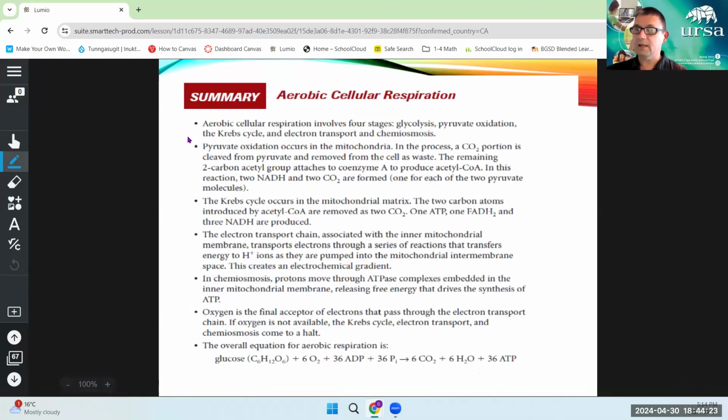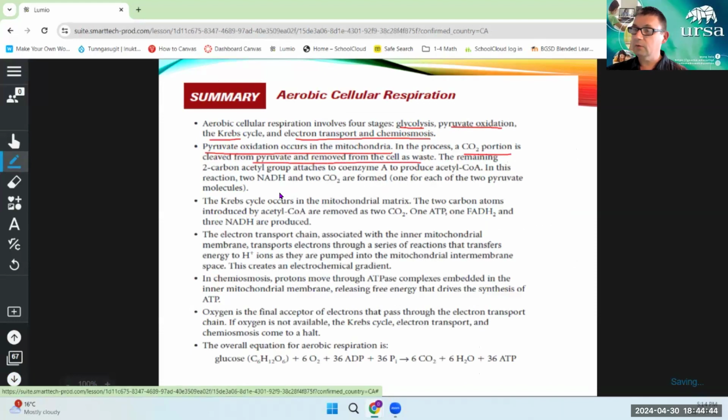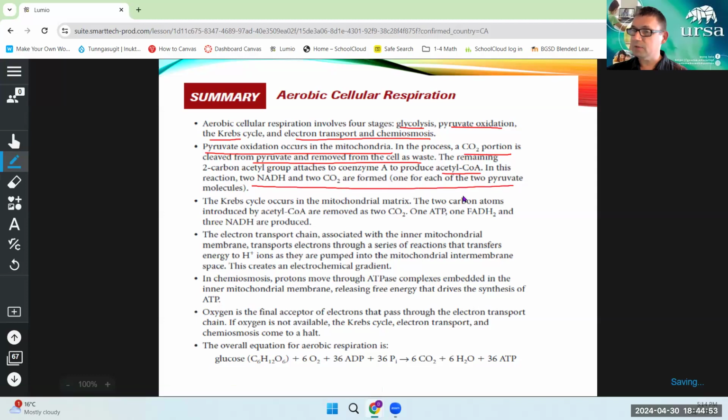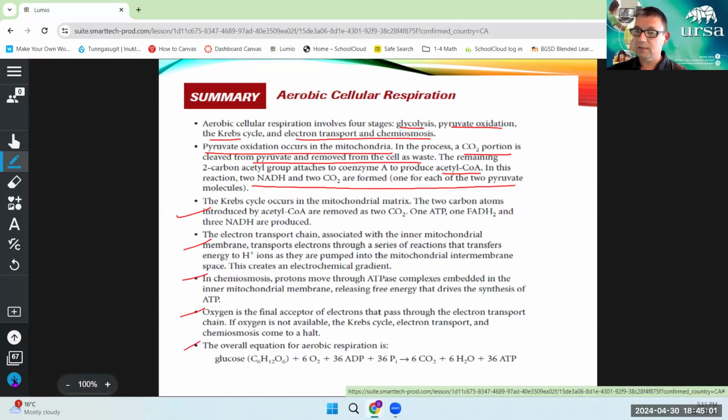So if you look at aerobic cellular respiration, there are 4 stages: glycolysis, pyruvate oxidation, the Krebs cycle, and the electron transport chain with chemiosmosis. Pyruvate oxidation occurs in the mitochondria, and carbon dioxide is cleaved off as a waste molecule. The leftover 2-carbon acetyl group forms acetyl coenzyme A. Again, we see the reaction proceeds, entering the Krebs cycle, and these things yield energy that is used for cellular processes.